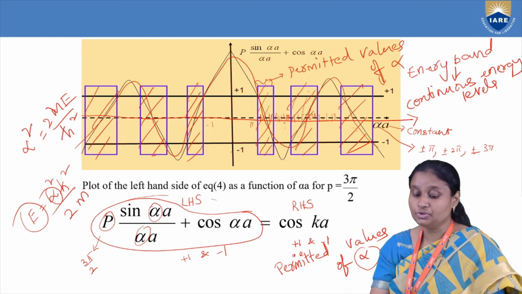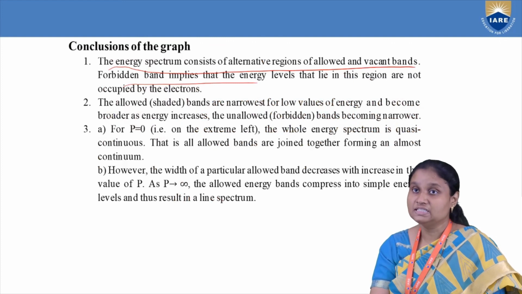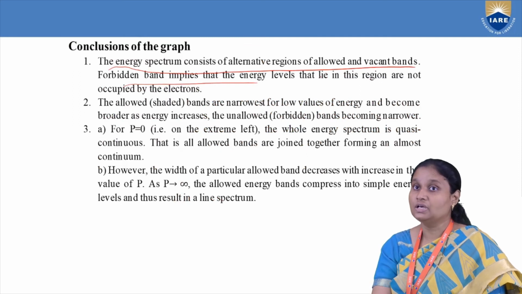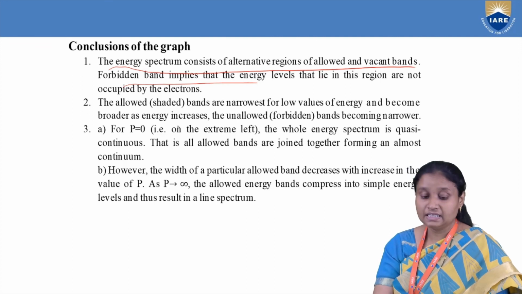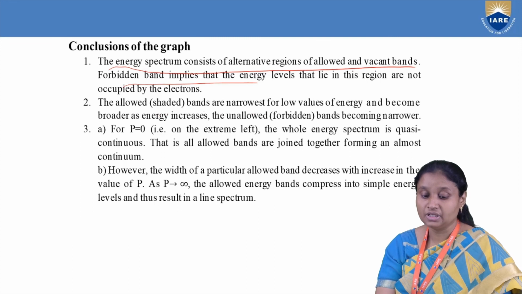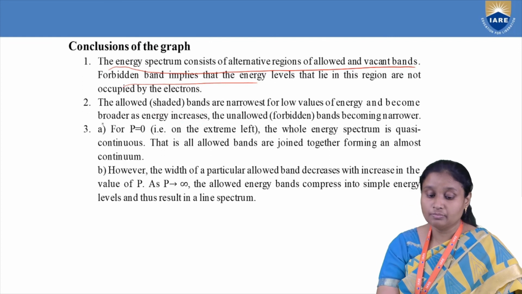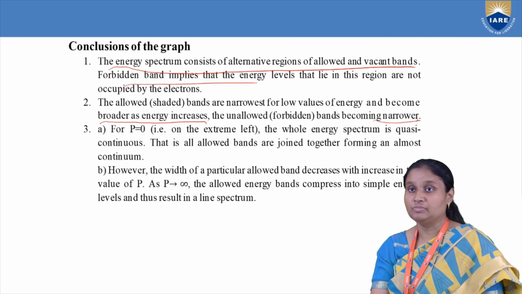So these are the two important conclusions from the graph. First one is the formation of energy bands. What is a band? Band is a set of closely spaced energy levels. Here it is giving rise to allowed energy bands and forbidden energy bands. And second thing is, as alpha A increases, the allowed energy band is becoming broader, whereas the forbidden energy band is becoming narrower.